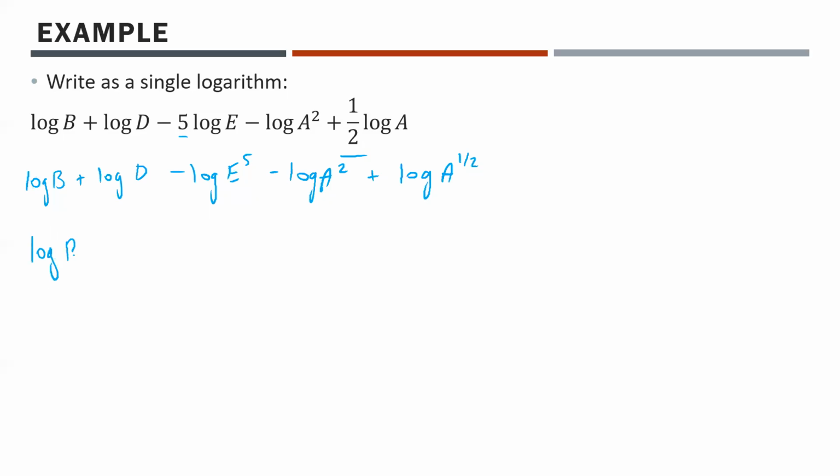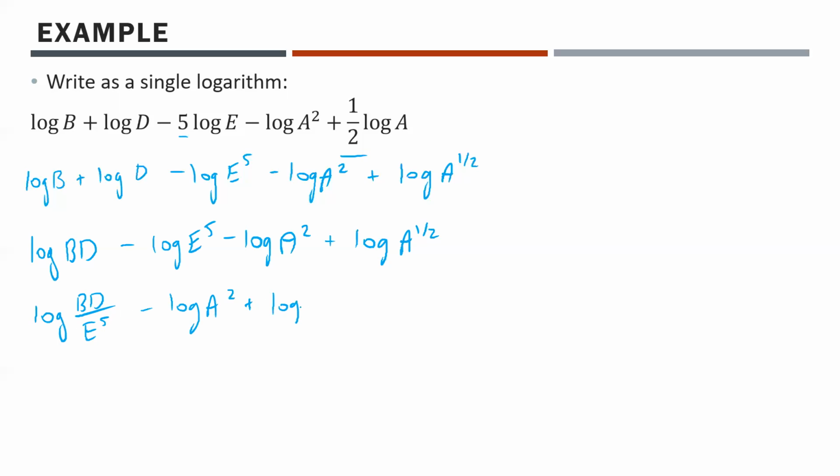So this becomes log bd minus log e to the 5 minus log a squared plus log a to the 1/2. Now we got to get this guy in here. Remember, when you subtract, you need to divide. So this becomes log bd over e to the power of 5 minus log a squared plus log a to the 1/2. All right, let's bring this minus log a squared in. Again, we got to divide. When you divide this, really you're just multiplying by 1 over a squared. So it's really going to go on the bottom, is what I'm trying to say here: log bd over e to the 5 a squared plus log a to the power of 1/2.